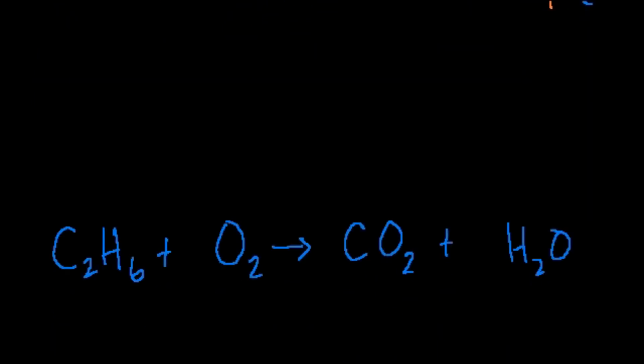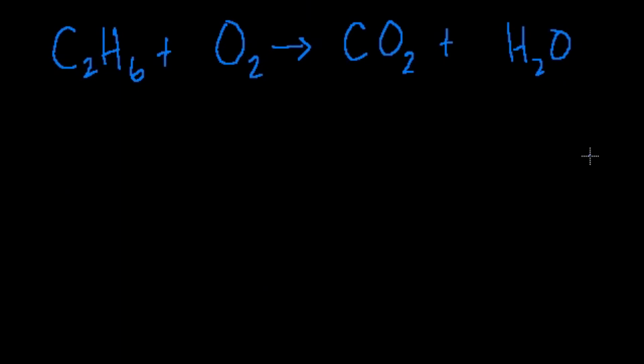Next equation to balance. This actually becomes quite fun once you get the knack of it. So I have ethane. I have ethane plus oxygen gas yielding carbon dioxide and water. So this is a combustion process. So let's look at the carbons first. I have 2 carbons here. I have 1 carbon there. So let me put a 2 here. So now I have 2 carbons. Fair enough. And remember, I'm going to worry about the oxygen last.